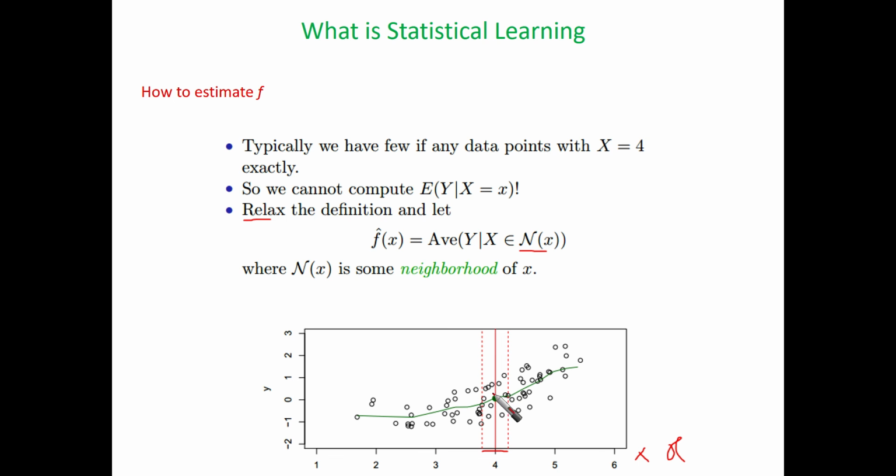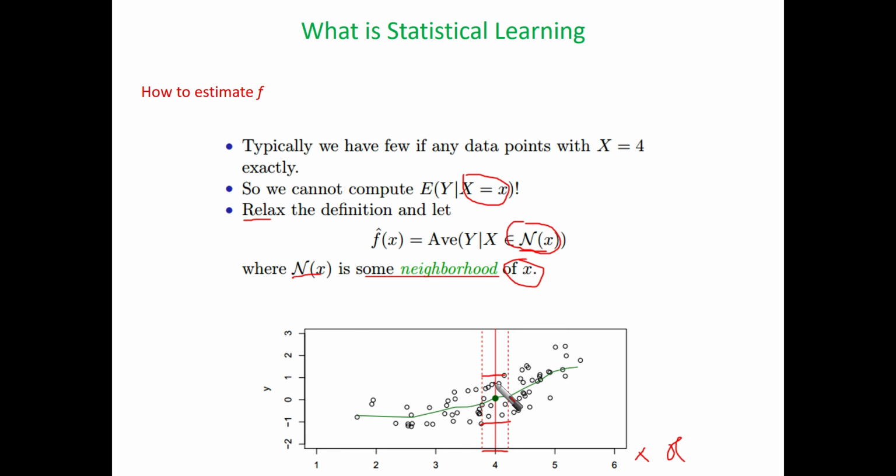So now you have some other data points. From here to here, we sum up all the values and take the average of them. This is called neighborhood or nearest neighbor averaging. In the definition, it was x equal exactly x, but now x comes from all the points in the nearest neighborhood. So this is how we represent N(x), where N(x) is some neighborhood of x.